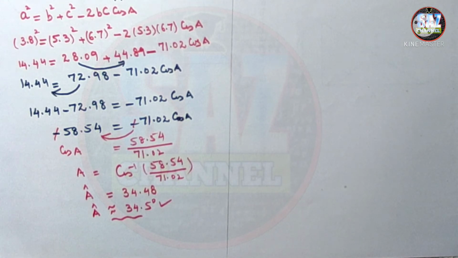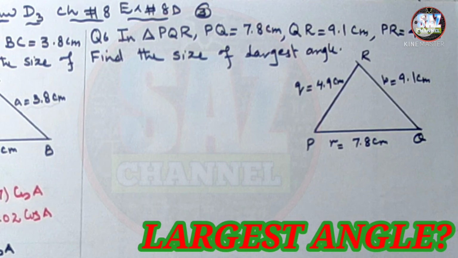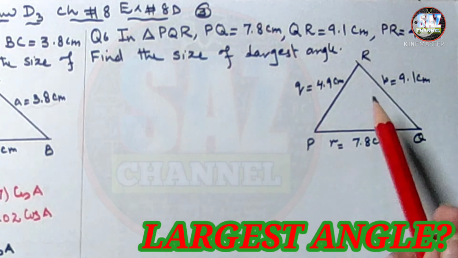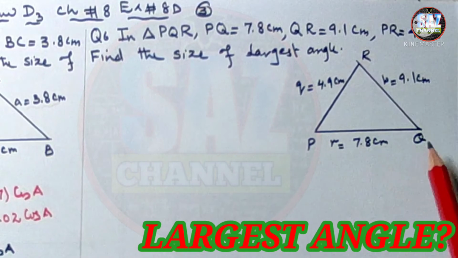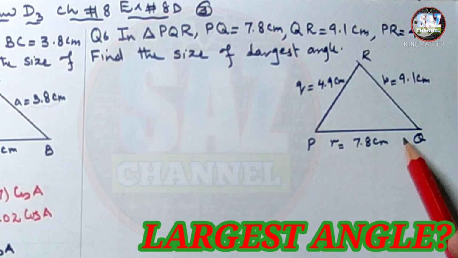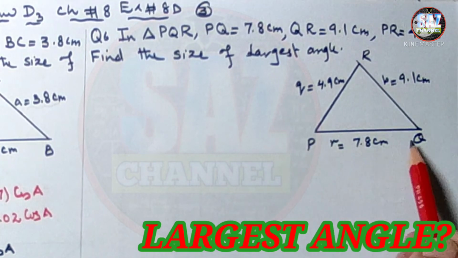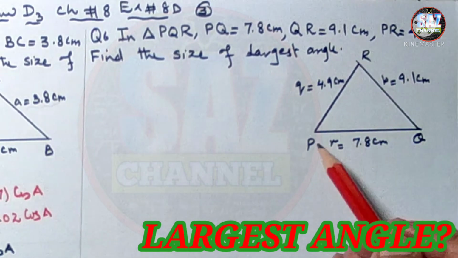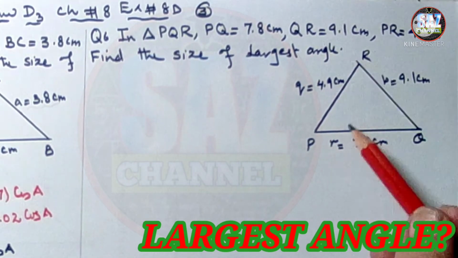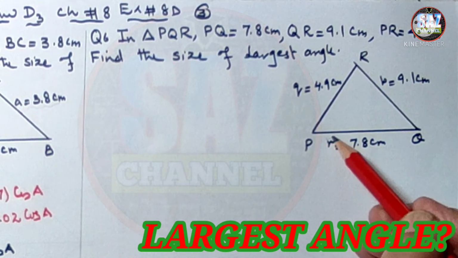Question 6 says, in triangle PQR, PQ is 7.8, QR is 9.1 centimeters, and PR is 4.9 centimeter. Find the size of the largest angle. So we are given with the triangle PQR. I have sketched the triangle for you, and then P to Q is 7.8, which is the length in front of vertex R, so I have marked it with small r.